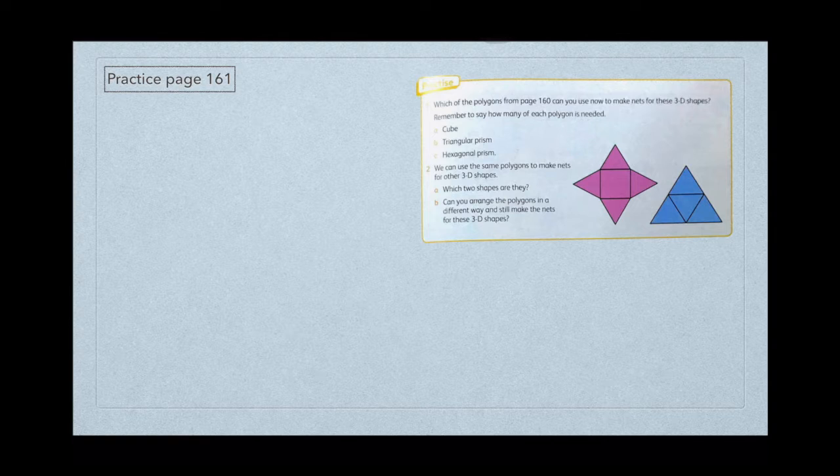Practice page 161. Question 1. Which of these polygons from page 160 can you use now to make nets for these three-dimensional shapes? Remember to say how many of each polygon is needed. Now, as we have any choices, we have a cube, triangular prism, and a hexagonal prism. What are the open nets of these three-dimensional shapes and how many of each shape do we need? I will represent a cube for you.